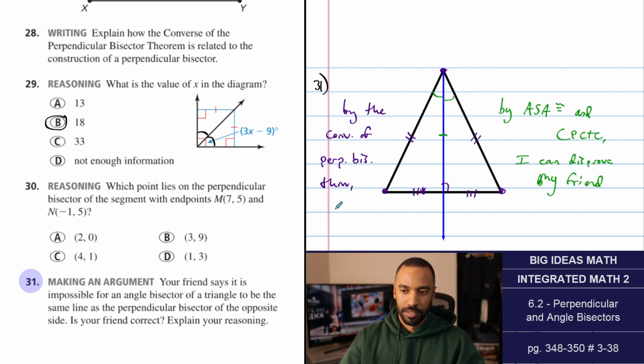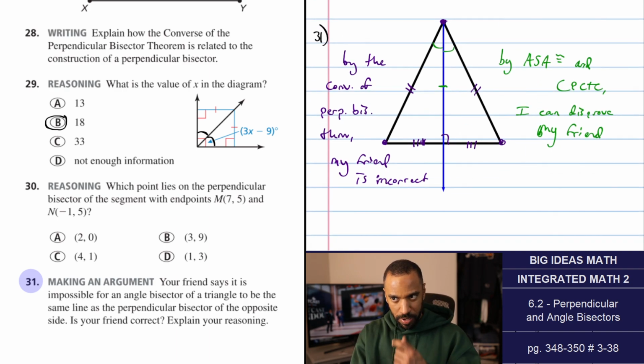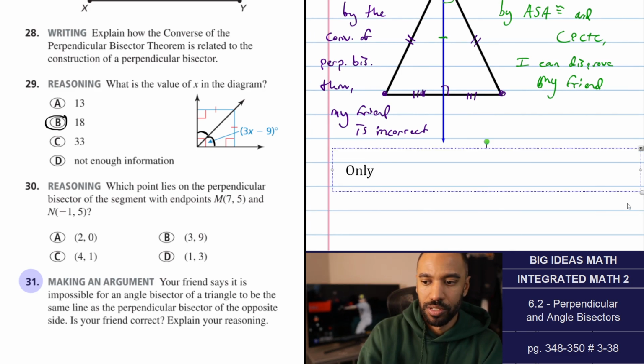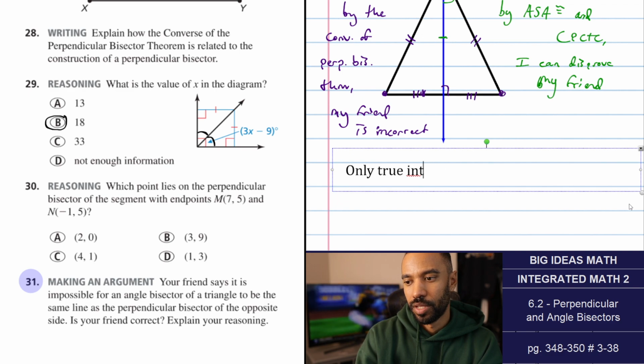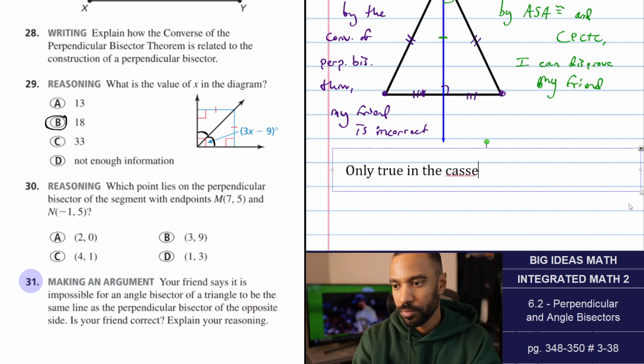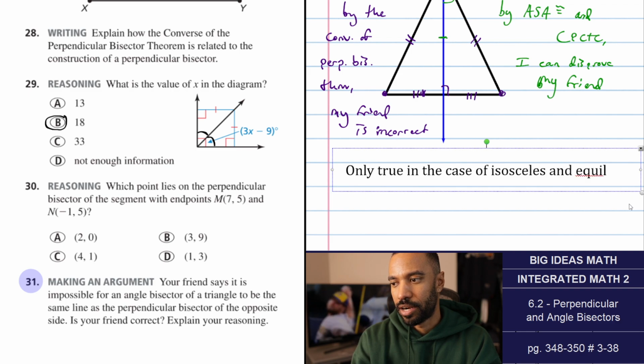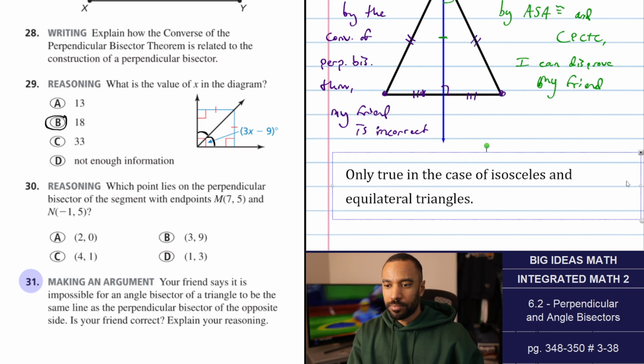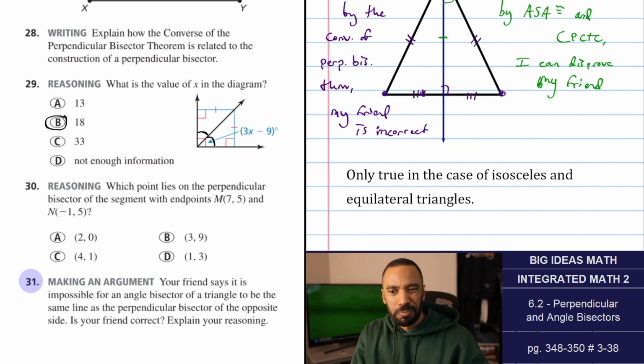My friend is incorrect. So this is true in the case of isosceles triangles, basically. It's only true in the case of isosceles and equilateral triangles. Okay. Hopefully we're making some sense of that.